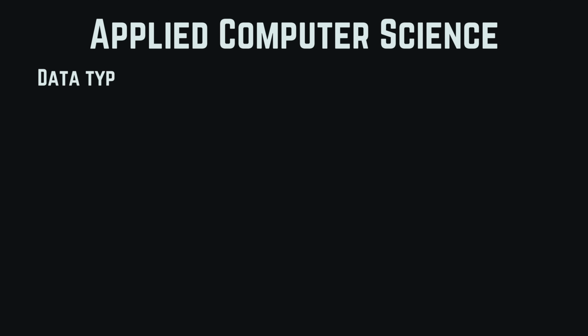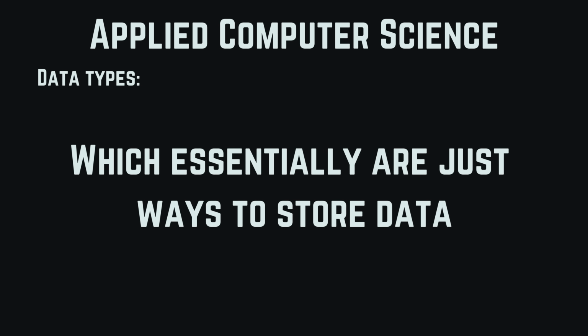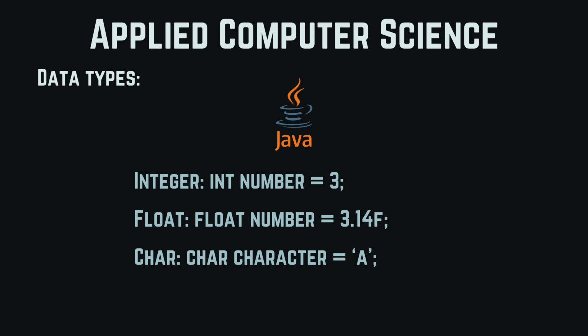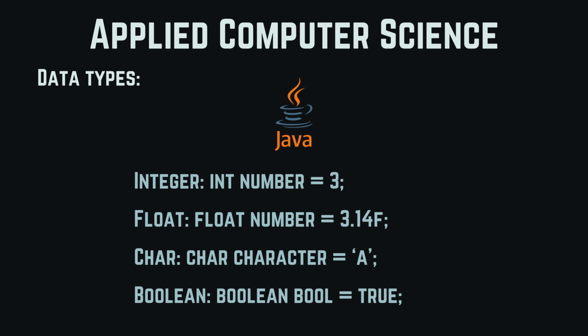The first thing we're going to learn about is data types, which essentially are just ways to store data. An integer can store only whole numbers, floats can only store decimal numbers, chars can only store single letters, and lastly a boolean can only store a true or false value.